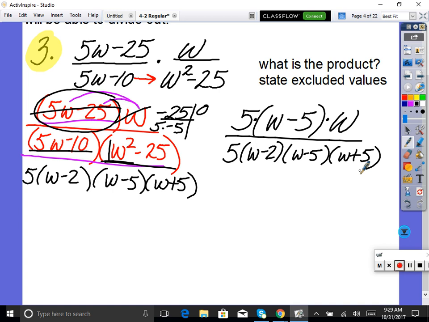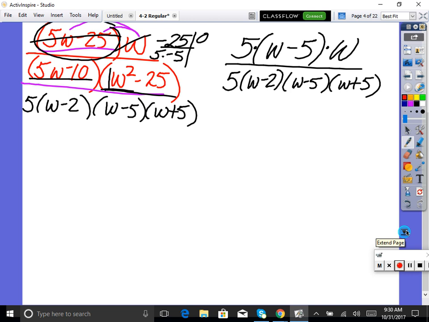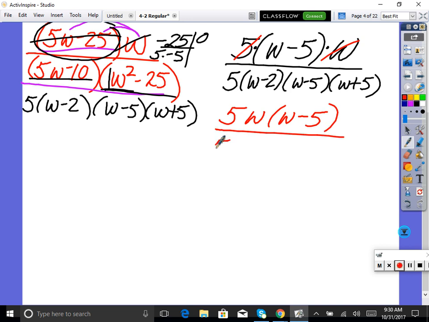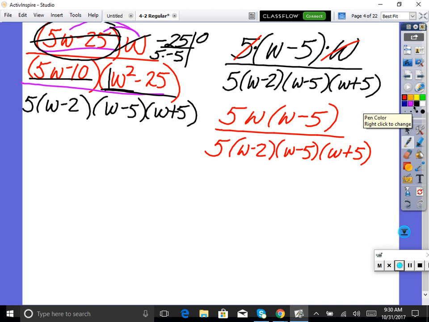Now, a lot of people get thrown off here. I just want to point something out. Sometimes students find it easier if you reorder this in the prettiest form. So technically on top, the prettiest form would be 5w, w minus 5, and I always think that does help. And then you have a 5 on bottom, a w minus 2, a w minus 5, and a w plus 5. So putting it in a prettier form just kind of helps.